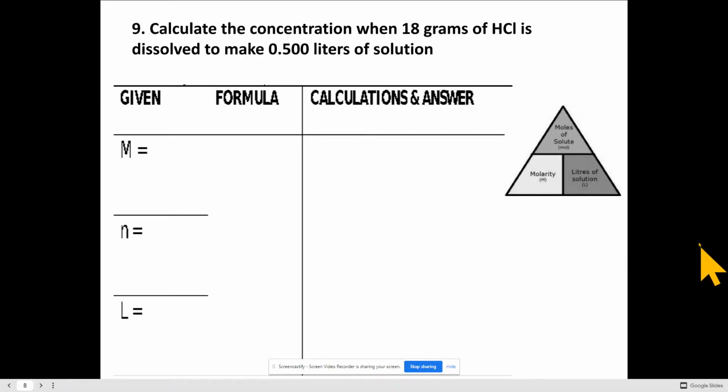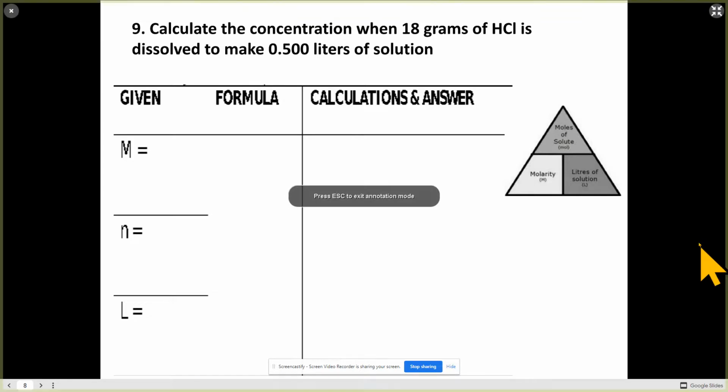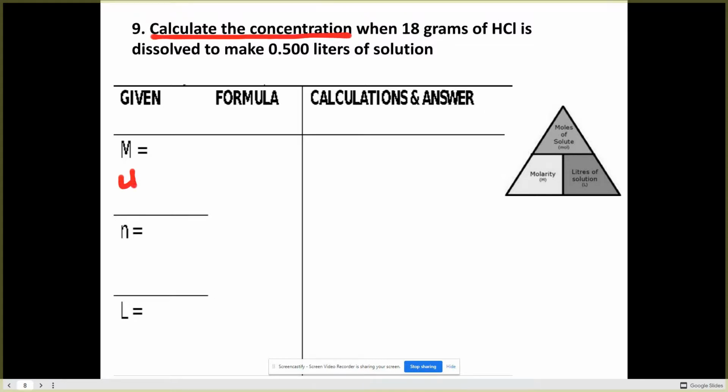It says here, calculate the concentration when 18 grams of hydrochloric acid is dissolved to make 0.500 liters of solution. Again, let's do this super fast. Let's find out our unknown. Our unknown is concentration. Therefore, M is unknown.